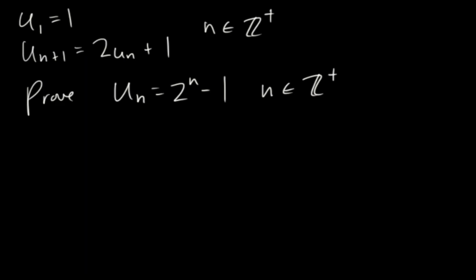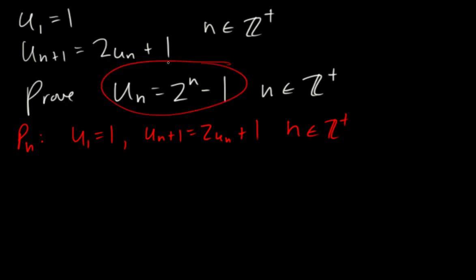Okay, so our Pn is that u1 is 1, un plus 1 is 2un plus 1 for all n contained in the positive integers. And if that's true, then this needs to be true. Okay. So we need to test the first case. So P1 is just if n equals 1.